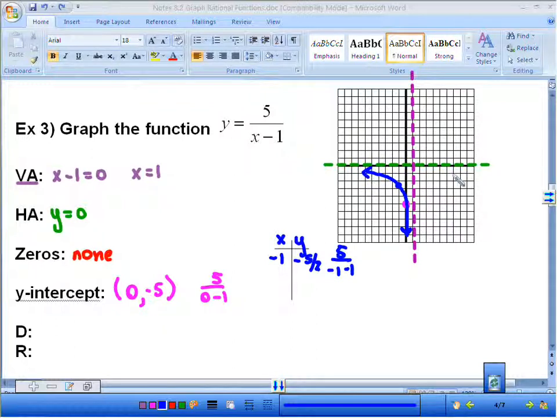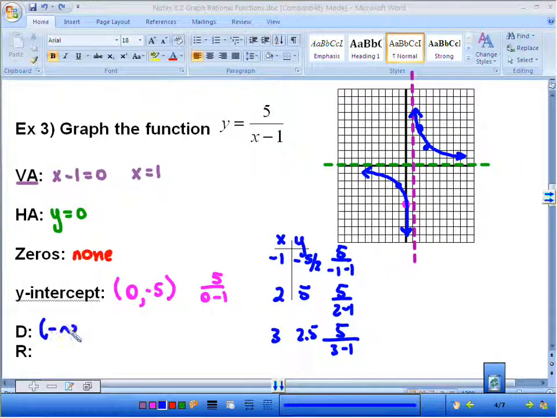Let's do the right side of the asymptote. So I'll start with a 2 and plug in 2 for x. That's going to give me 5 divided by 1 is 5, so I have a point at 2, 5. I'll go ahead and put in a 3 for x. 3 minus 1 is 2, so this is going to give me a 2.5. So at 3, I have a point on the y-axis at 2.5. The domain, all the real numbers except 1, which is the vertical asymptote.